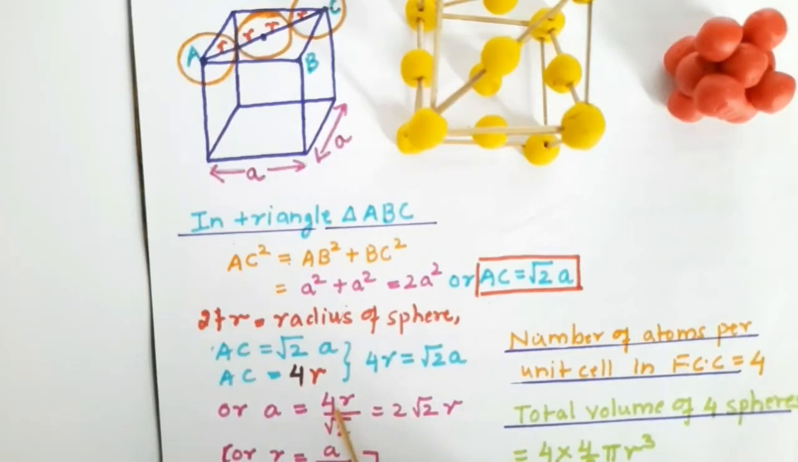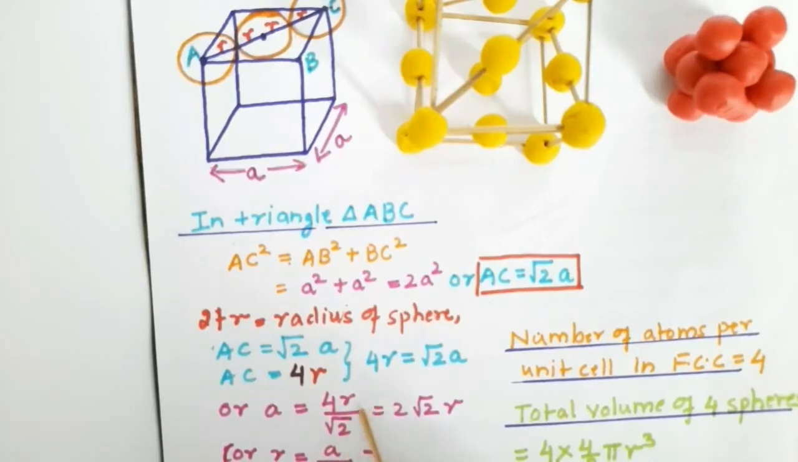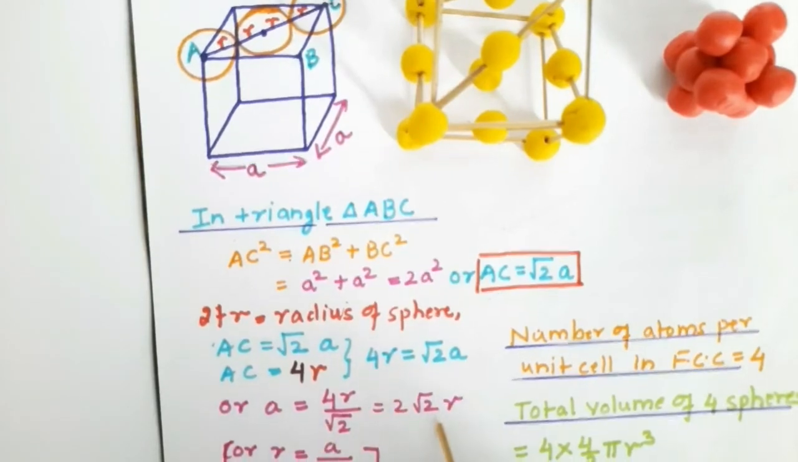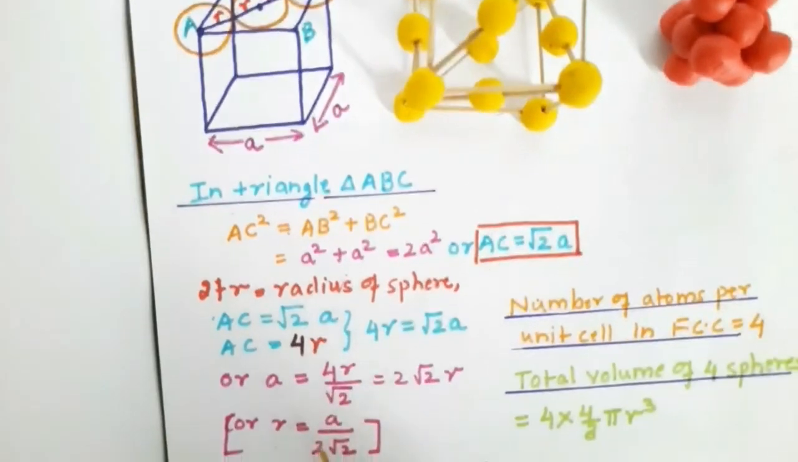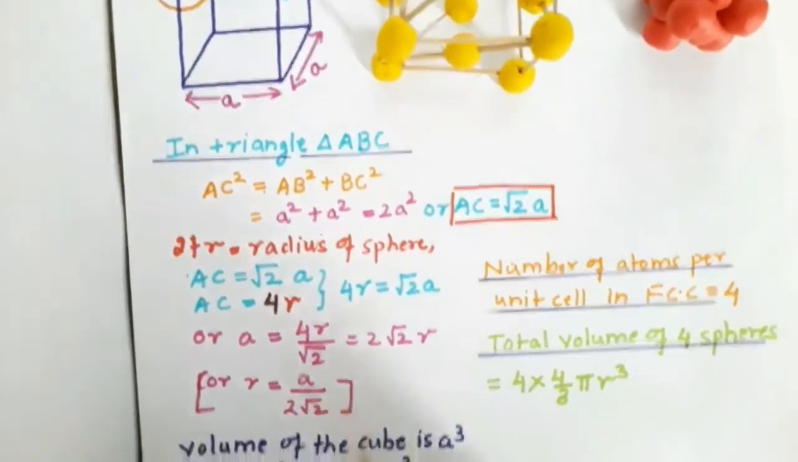4 can be written as 2 multiplied by 2, and 2 can be written as under root 2 multiplied by under root 2. On cancelling the root 2 we get 2 root 2 R. A is equal to 2 root 2 R. Here A can be represented with the help of this formula as 4R divided by root 2. R is equal to A upon 2 root 2.